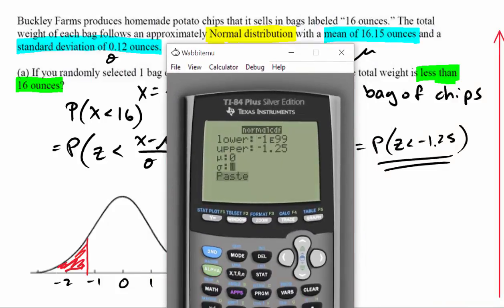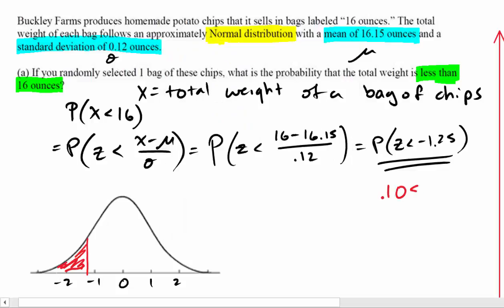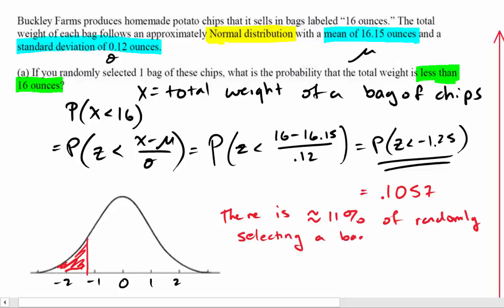If I type this in, I will get 0.1057, which is telling me there is about an 11% chance, 10.5, 11% chance of randomly selecting a bag that weighs less than 16 ounces. Okay, excellent. Let's move on to the next one.